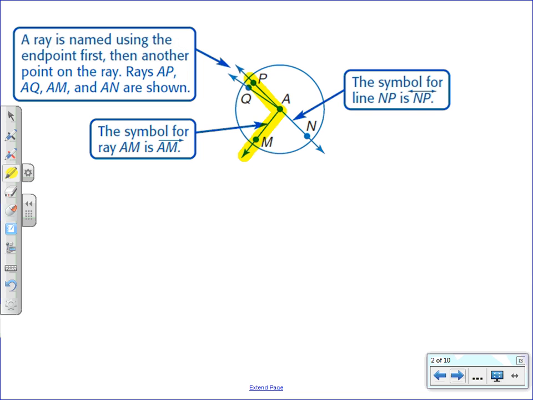Here they're repeating what I just said. The symbol for ray AM is AM with a line over the top and an arrow heading in one direction. The symbol for line NP has arrows going in both directions. You can see this is line NP. It goes all the way across. And letter A is the point in the center of the circle.